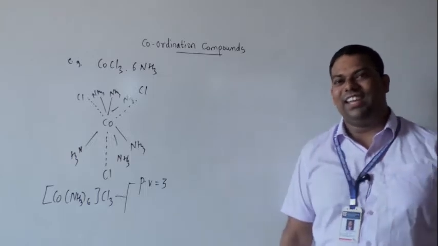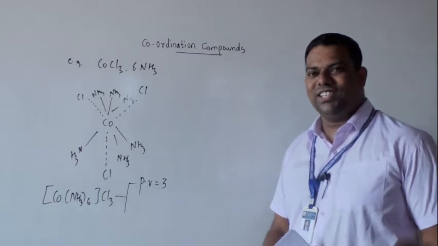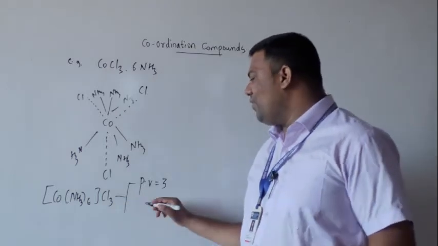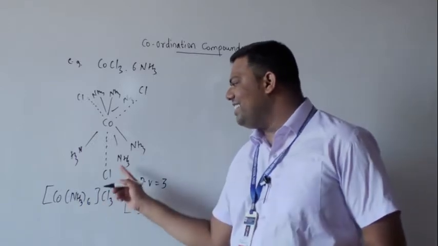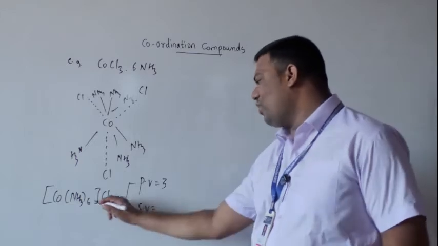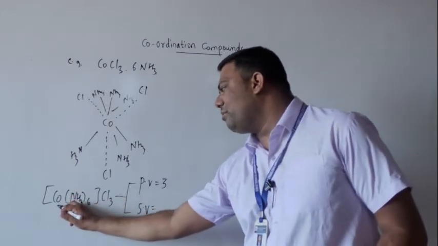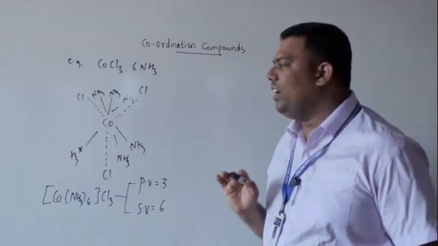Satisfy with negative ligands. Chlorine is a negative ligand, understood? Now your secondary valency is what? Coordination number. So the coordination number with respect to the central metal atom is how much? 6. I hope you understood.